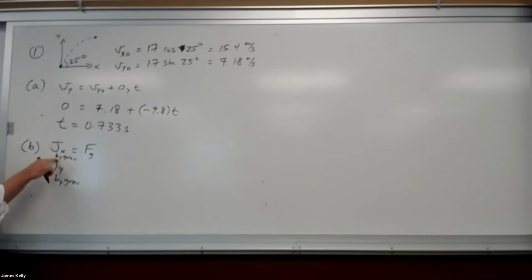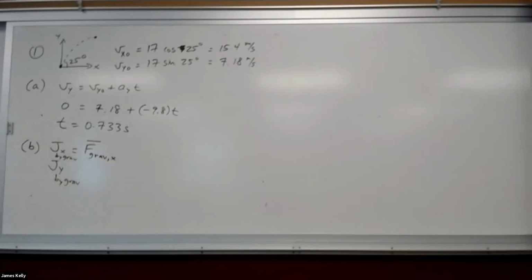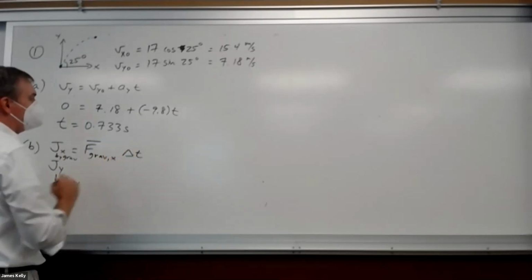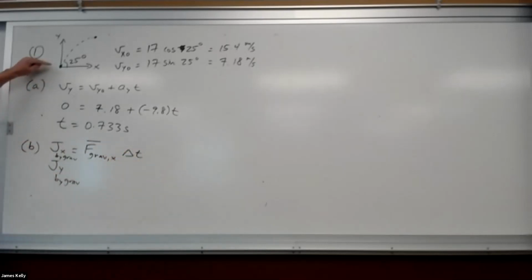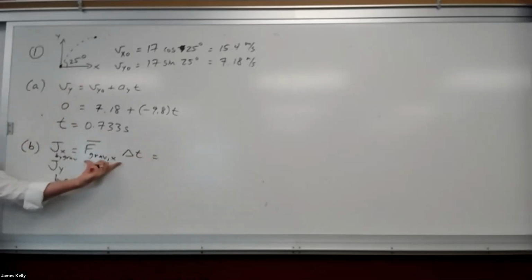So the impulse done by gravity, x component, is going to be the gravitational force x component. We have to take the average, but in this case, we don't really need to calculate the average because the force is constant, so there's nothing to average over here. Times delta t, the amount of time that it was acting for. And we're asked for the impulse delivered between here and here, and we just found that amount of time was 0.733 seconds. Now, what do you say about completing this x component of the impulse here?